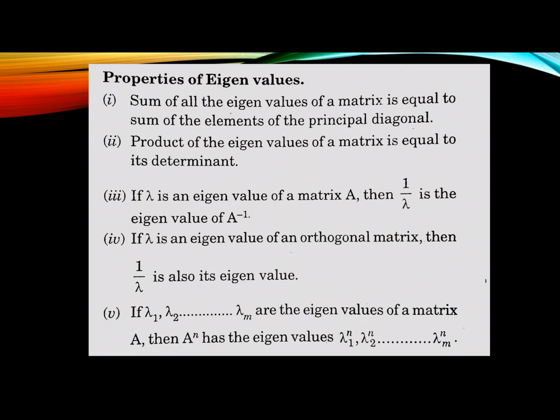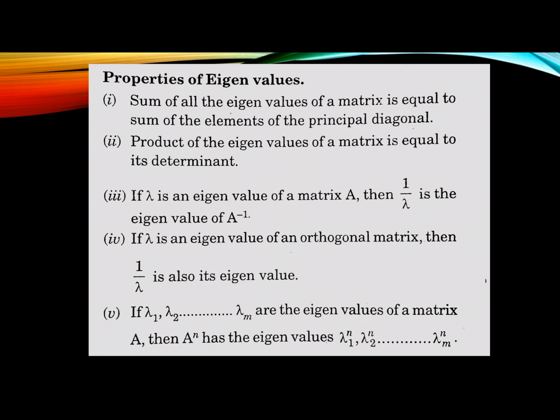Next, we have some properties of the eigenvalues. Let's see them. The sum of all the eigenvalues of a matrix is equal to the sum of the elements of the principal diagonal. So we have a principal diagonal for the matrix, and the sum of the elements of that principal diagonal will be equal to the sum of the eigenvalues of the matrix.